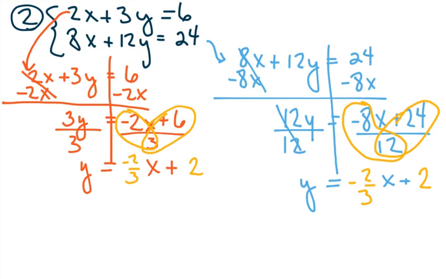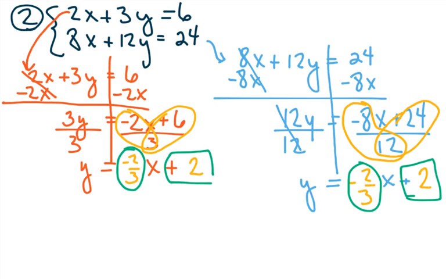Now, since they're both in slope-intercept form, we compare the slopes. So the slope of the first line is negative 2/3, and the slope of the second line is negative 2/3. So that means they have the same slope. The y-intercepts are the same. So when the slopes and the y-intercepts are the same, that means that we have infinitely many solutions because it's actually the same line.